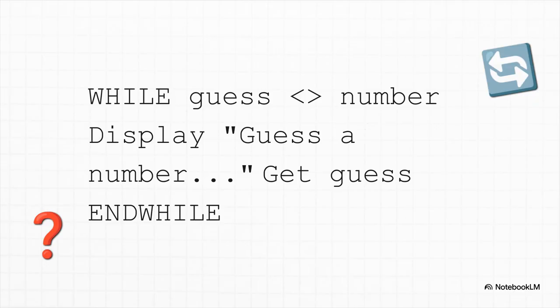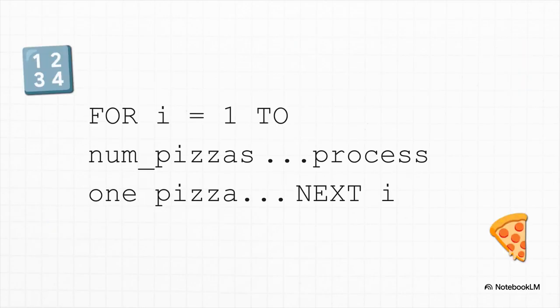It's perfect. The logic is simple. While the user's guess is not equal to the secret number, keep asking them for another guess. The very moment they guess correctly, that condition becomes false and the loop just stops. Clean and efficient. Okay, but what if you know exactly how many times you need to do something?